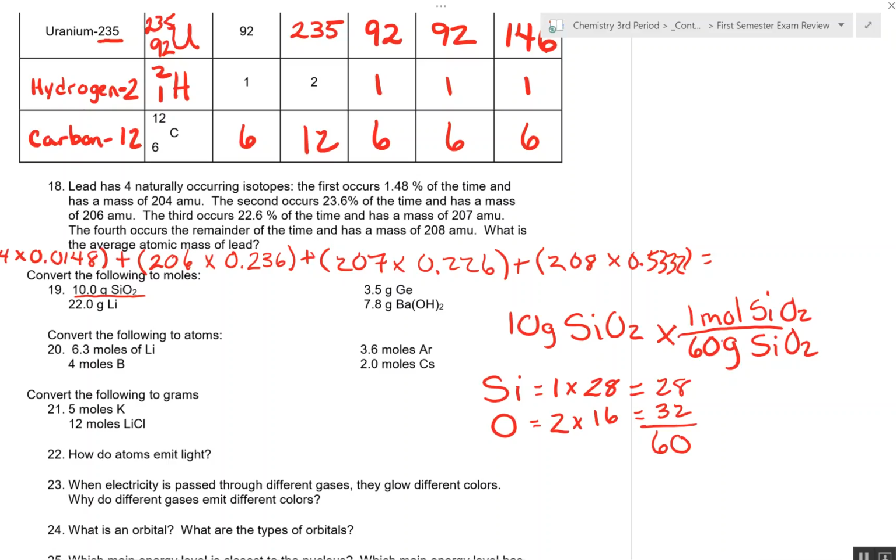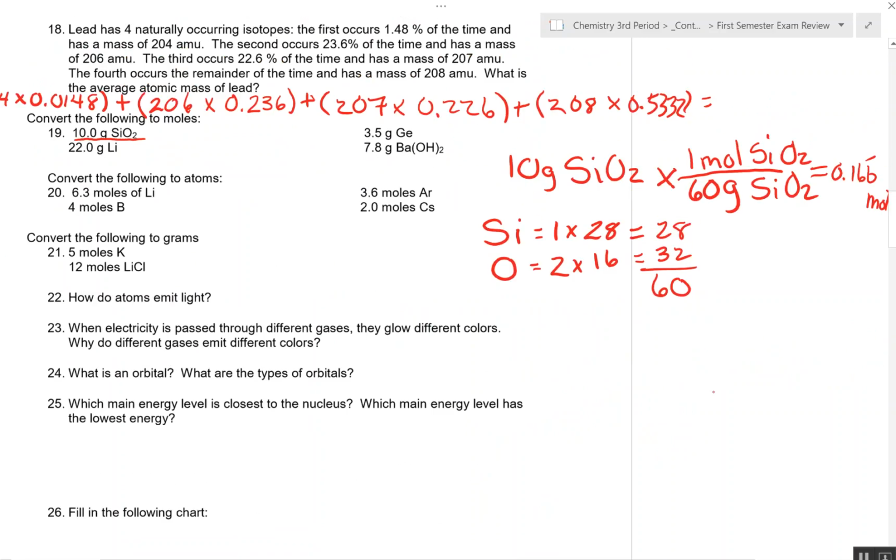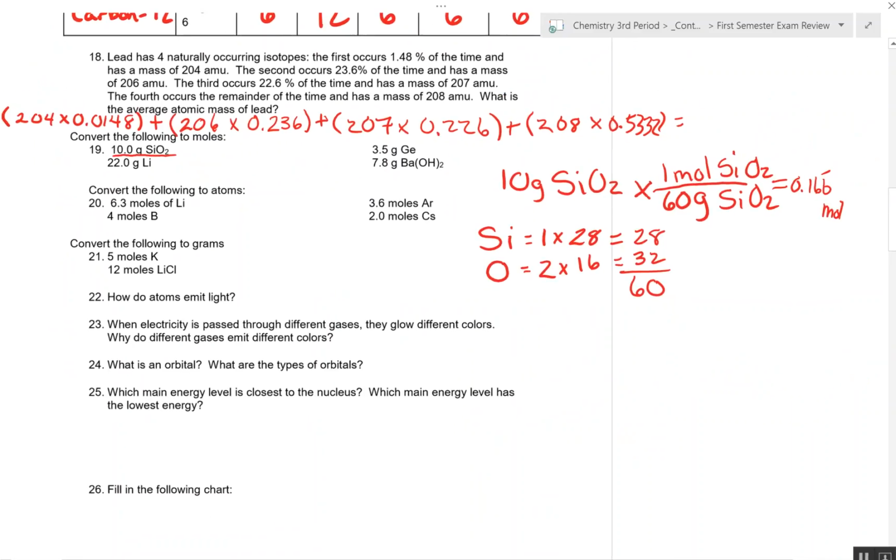You always divide when it's on the bottom. So it's 10 times 1 divided by 60. You don't have to do the 10 times 1 part, so you're just dividing by 60. So what's 10 divided by 60? Somebody got that? 0.166 moles. So from grams to moles, divide by the molar mass. You have to figure out the molar mass.